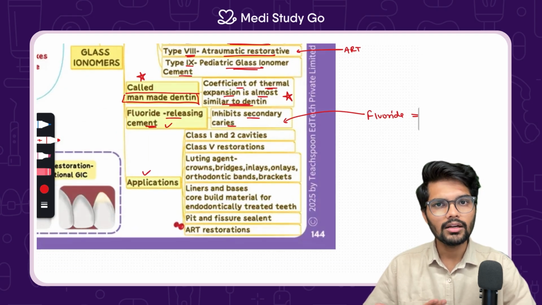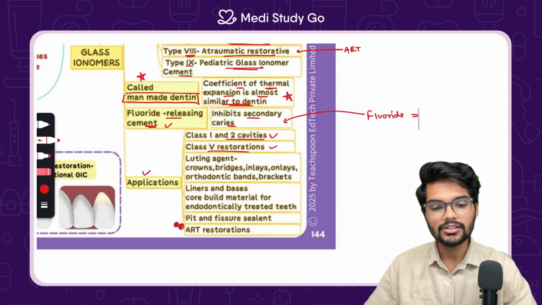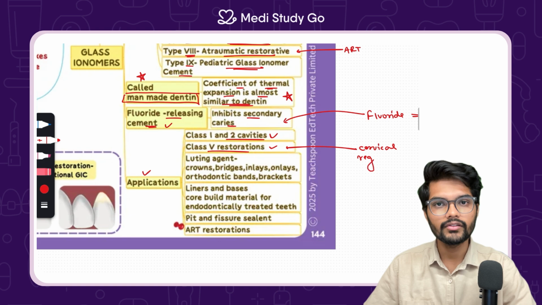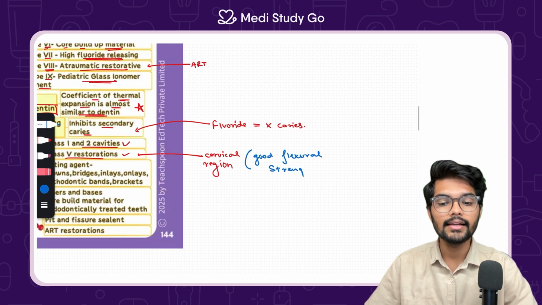Now let us go through the applications for GIC. It can be used for the class 1 and class 2 cavities, class 5 restorations, and it is really useful for class 5, which is basically in the cervical region because it has good flexural strength.